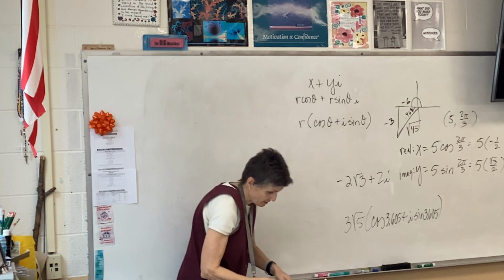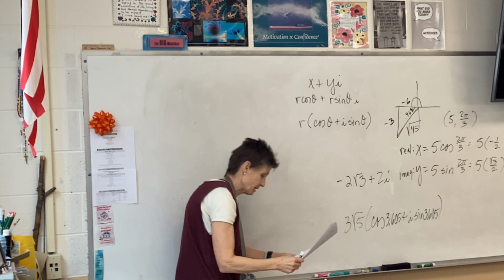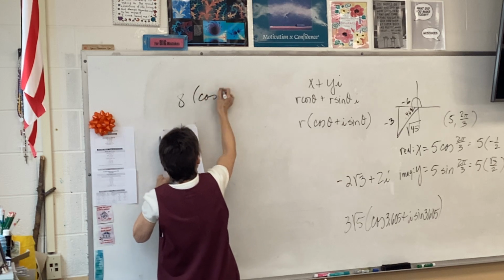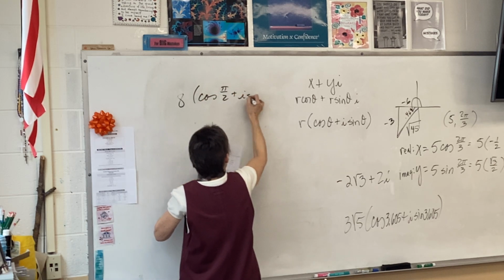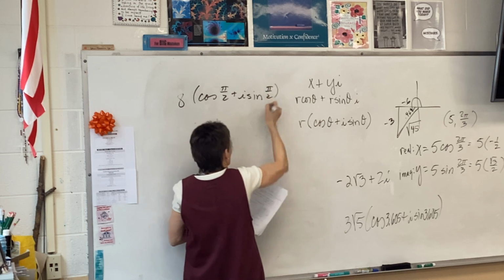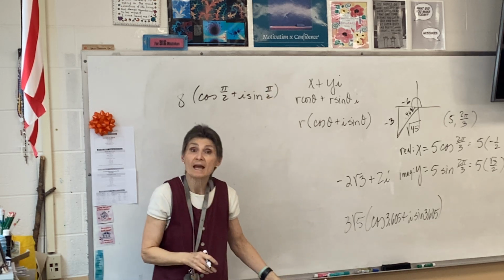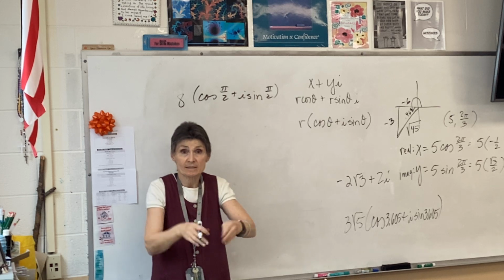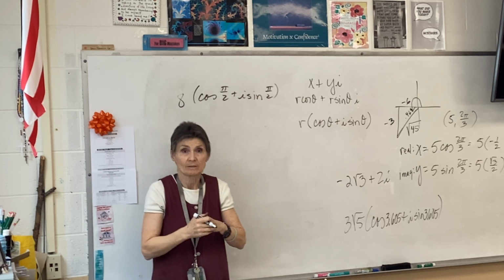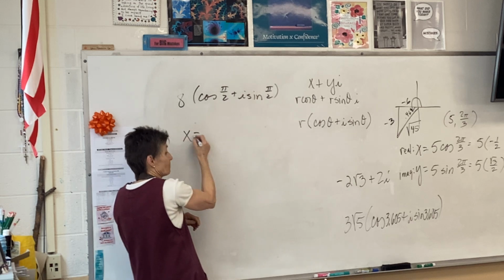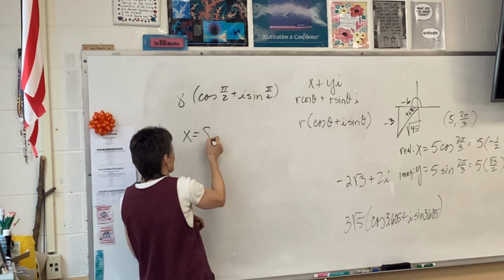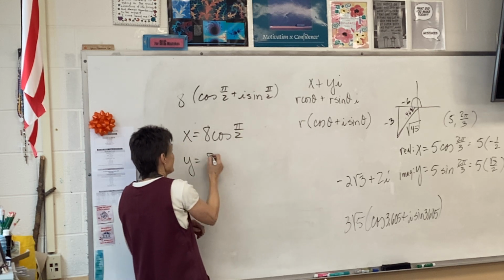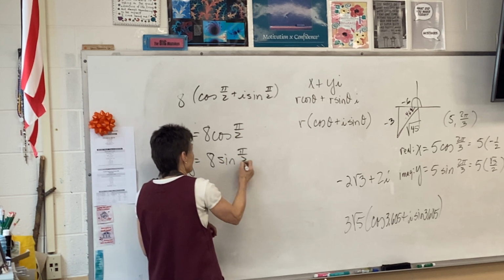All right, the next one says, we have the complex number 8 cosine pi over 2 plus i sine pi over 2. And we want the rectangular form. Rectangular means x, y. That's rectangular. So how do I find x? I take 8 cosine theta, and y is 8 sine theta.